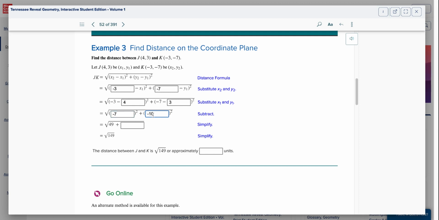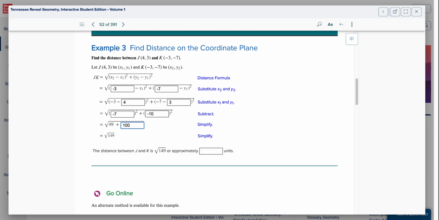-10 also needs to be put in parentheses before you square it, because some calculators, if you don't, will give you a -100, and that's not correct. A negative times a negative is a positive. So it'll be a positive 100. And when you add those together, you get a positive 149. So it looks like the square root of 149.